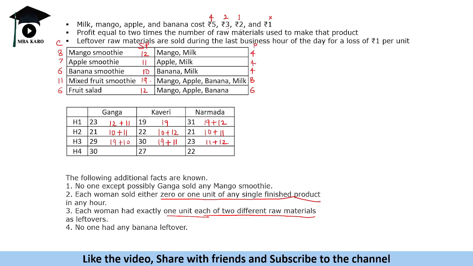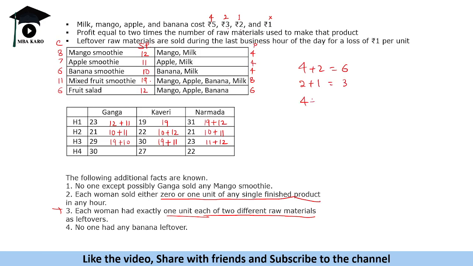So that was simpler. Now the challenge comes here, that how do we decide what all products are leftovers in the last one. So in this case, we are given that each woman had two different raw materials as leftovers, right? So let us say a person has mango and apple as leftover, so 4 plus 2 will be 6 in that case. If a person has apple and banana, then the leftover price will be 3.